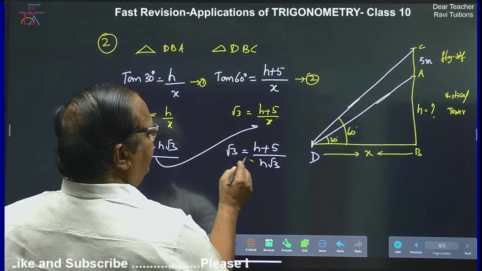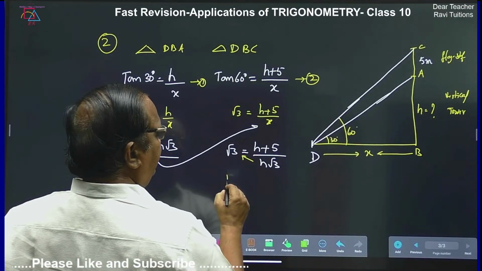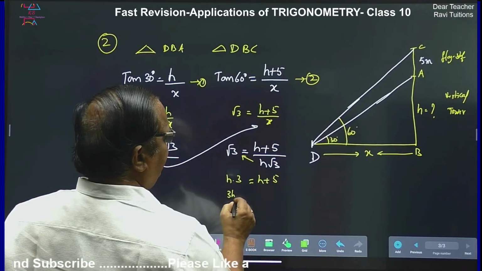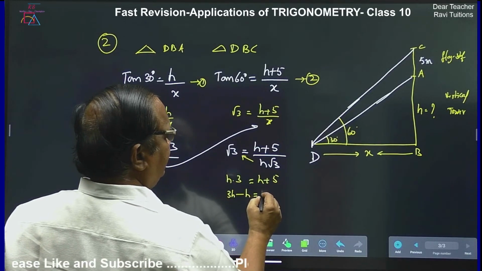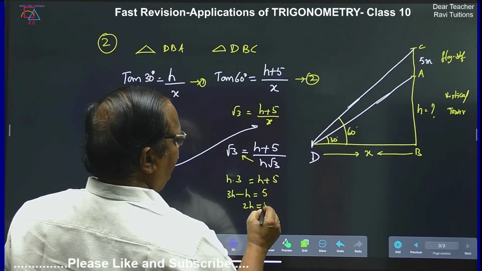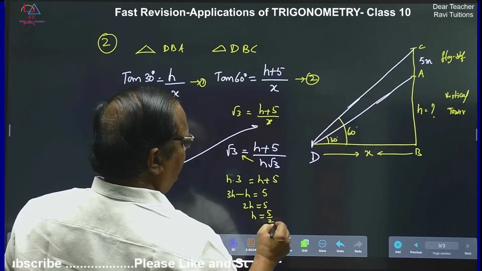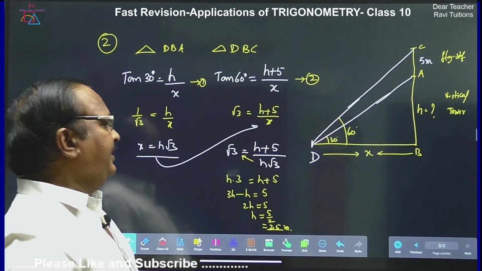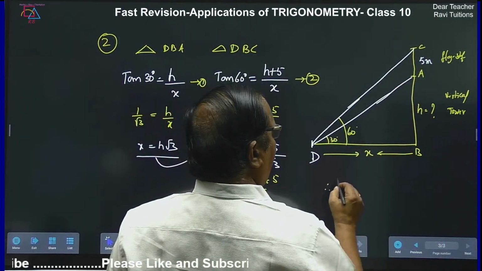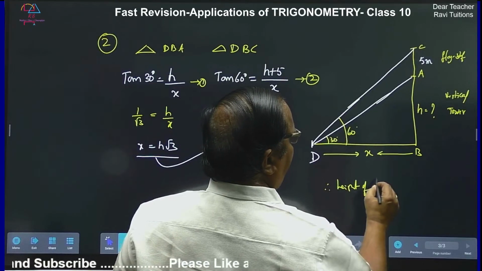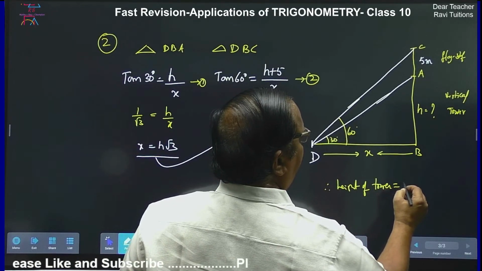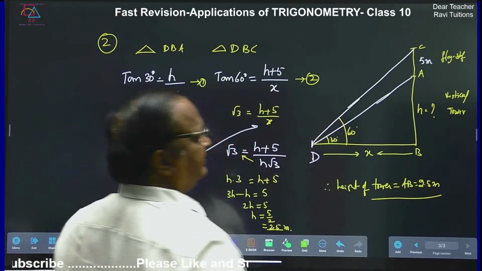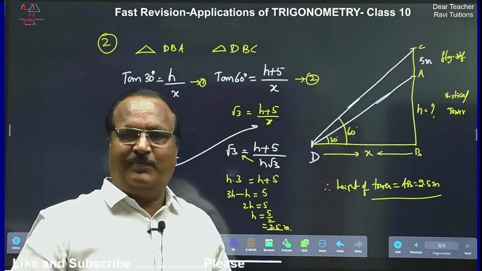Now cross multiply it. h root 3 into root 3, h into 3, is equal to h plus 5. So this is 3h, and bring h to this side: 3h minus h is equal to 5, and 2h is equal to 5, and h is equal to 5 upon 2, 2.5 meters. Therefore, the height of the tower AB is equal to 2.5 meters. That's it. Problem is over.